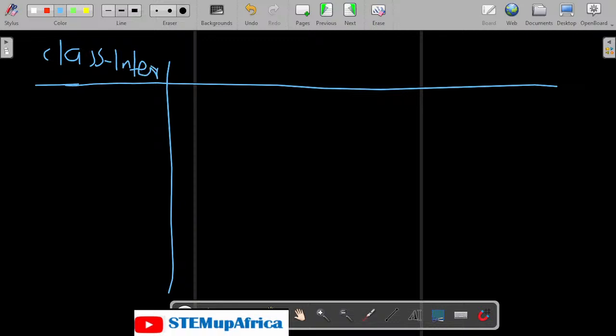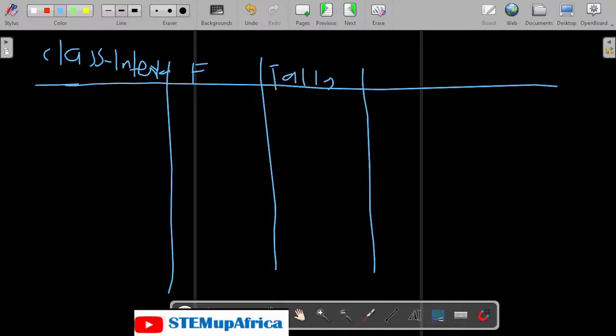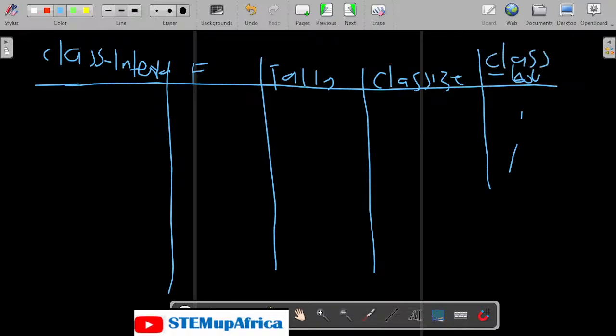The same thing. Here becomes your frequency. Here is your tally. Here is your class size or class mark. Then the rest one is your class boundary.